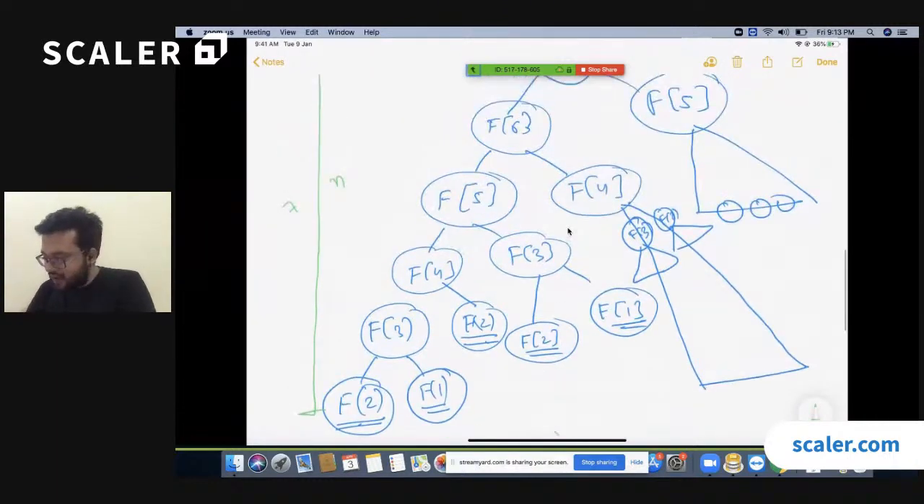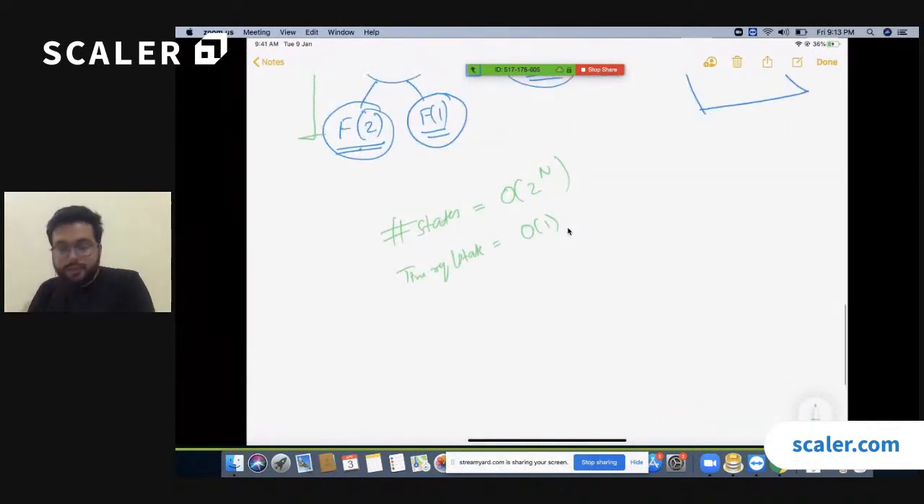Why? Because if I want to compute this state and I already know the answers to F4 and F5, I just need to add them up. So the time required per state, if you are already assuming that you know the states below it, would be order 1. There are 2 power n states to be computed, and every state would be computed in order 1 time. So time complexity is definitely going to be exponential, 2 power n. This is one way to look at it.